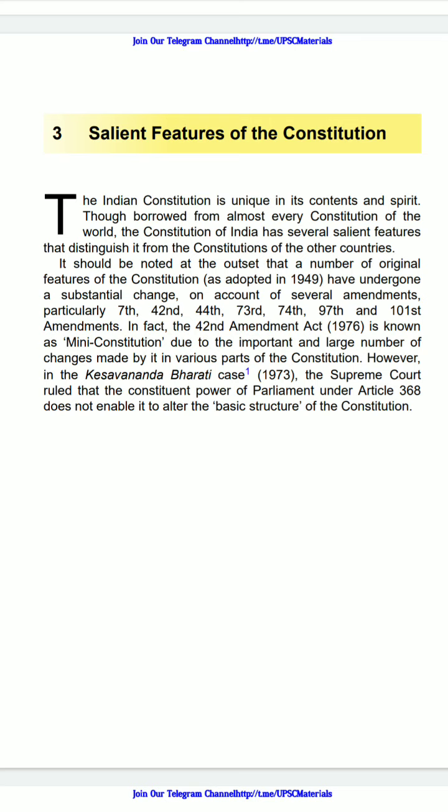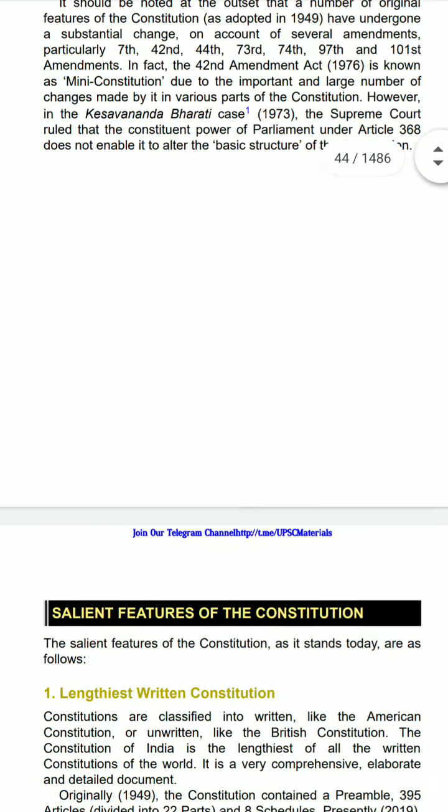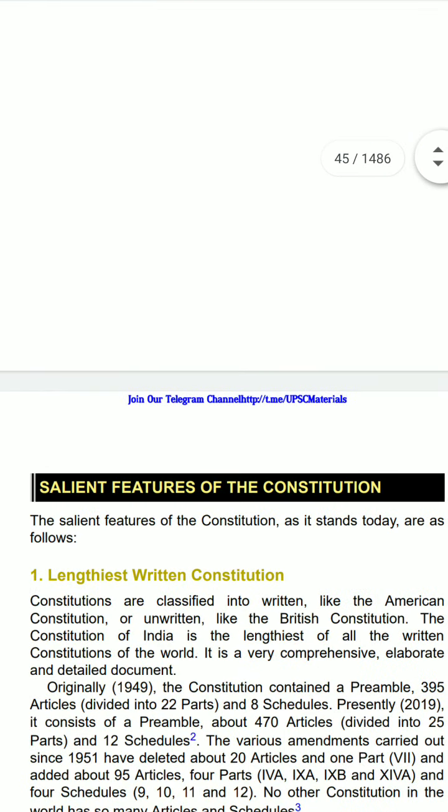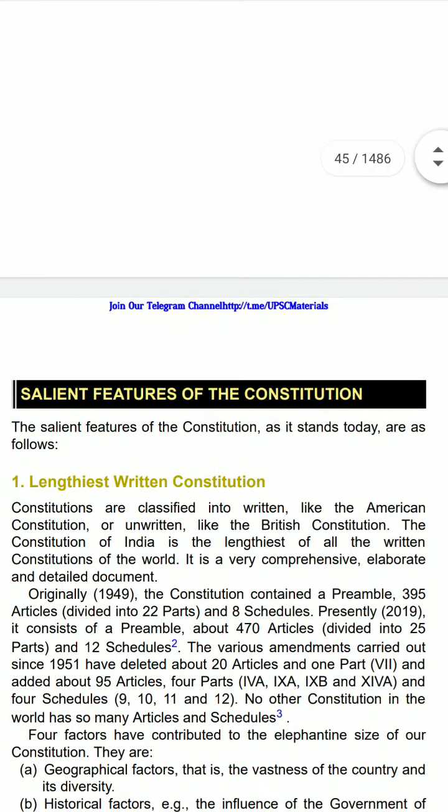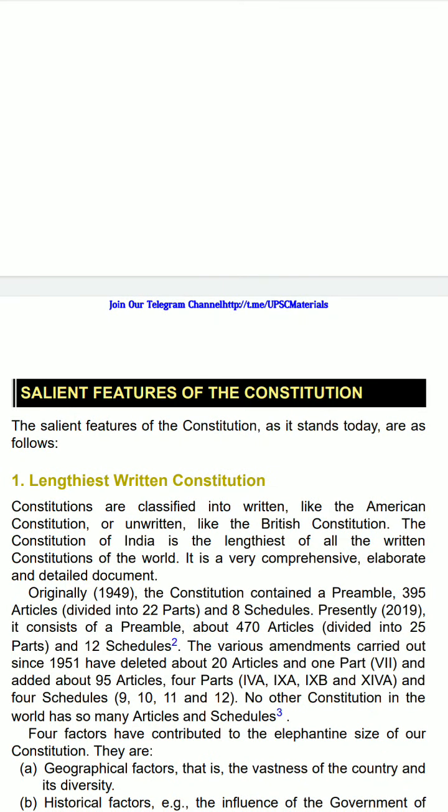However, in the Kesavananda Bharati case 1973, the Supreme Court ruled that the constituent power of Parliament under Article 368 does not enable it to alter the basic structure of the Constitution. Salient features of the Constitution. The salient features of the Constitution as it stands today are as follows.